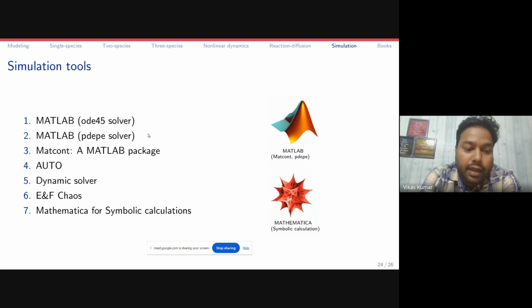And the seventh one, the last one, is Mathematica. So I'm not using that much Mathematica, but if I want to do some symbolic calculations, like if I want to understand the determinant of the matrix or some roots of the cubic equation, or sorry, quartic equation, they are very difficult to analyze in some manner. So for that purpose, I use Mathematica for the symbolic calculations. So that depends. You can use those.